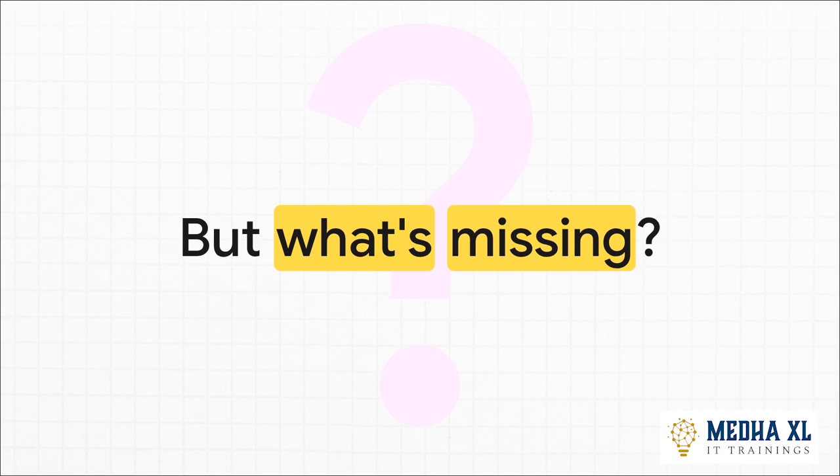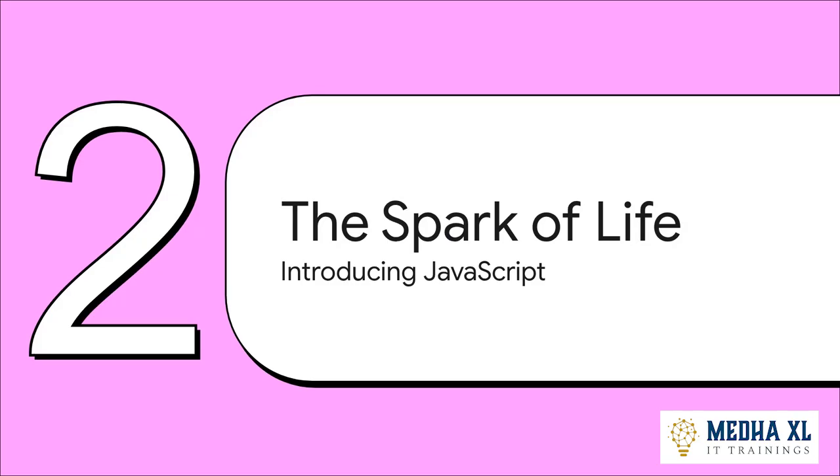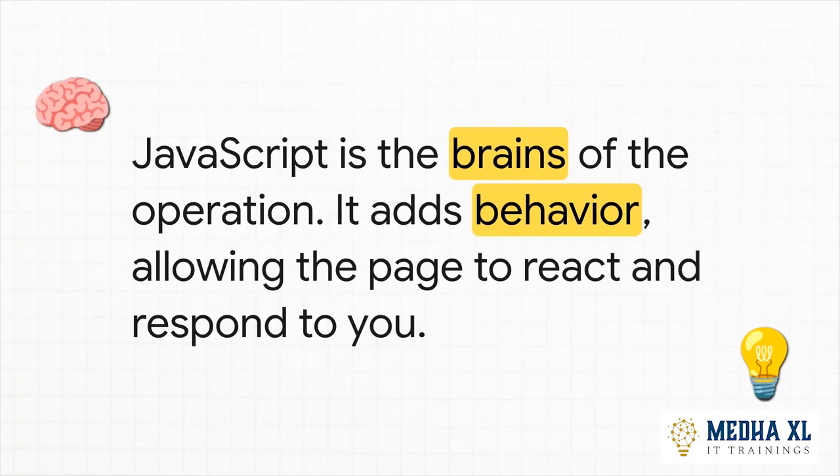So that leads to the big question, right? What is missing here? Well, that missing piece, it's the spark of life. And this is where we finally bring in the star of today's explainer, JavaScript. It's the third and final piece of the puzzle that completely changes the game. So if HTML is the skeleton and CSS is the style, then you can think of JavaScript as the brains. It's what adds all the behavior. It's what allows the page to react to you, to make decisions, and to change right before your eyes without having to reload the whole page. It's what makes a web page feel, well, smart.